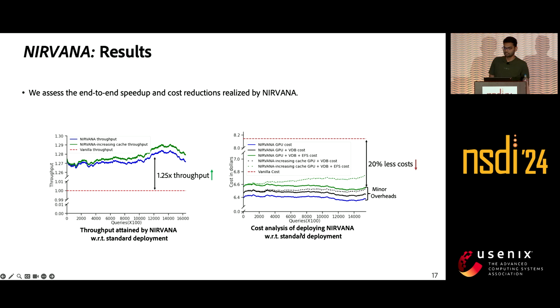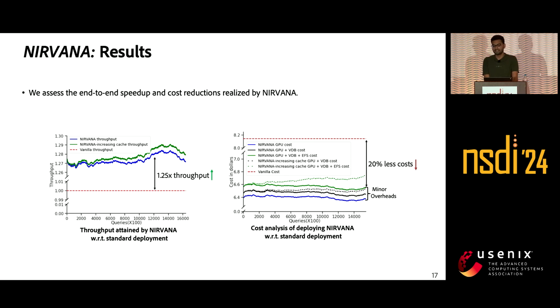Next, we evaluate NIRVANA on a couple of system performance aspects. We analyze the throughput obtained by NIRVANA and compare it with respect to the vanilla deployment of the diffusion model. We observe that NIRVANA attains about 1.25 times improved speedup in terms of average system throughput as compared to the vanilla approach. We also do a cost analysis of the system to understand how the additional overheads contribute to the overall cost. We find that NIRVANA is able to reduce overall costs by around 20%. This is attributed to the higher system throughput and hence lower GPU cost per image, which is attained by NIRVANA.